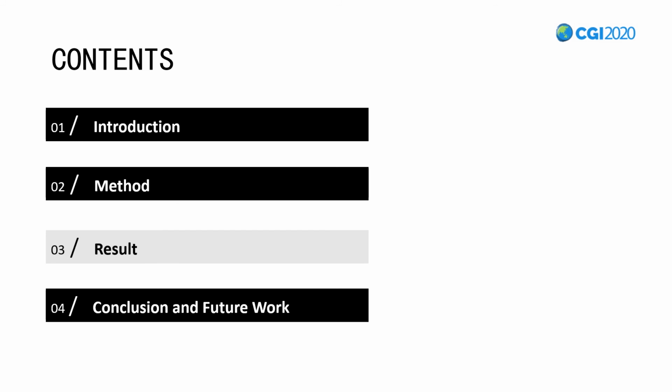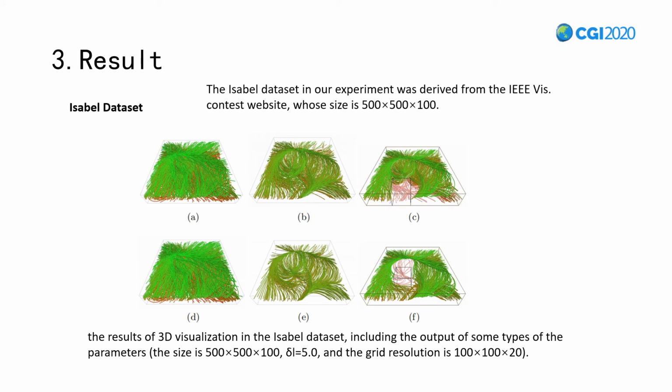Next is our result. The Isabel dataset in our experiment was derived from the IEEE VIS contest website, whose size is 500 times 500 times 100. These figures show the results of 3D visualization in the Isabel dataset, including the output of some of the parameters. The size is 500 times 500 times 100, delta L is 5.0, and the grid resolution is 100 times 100 times 20.